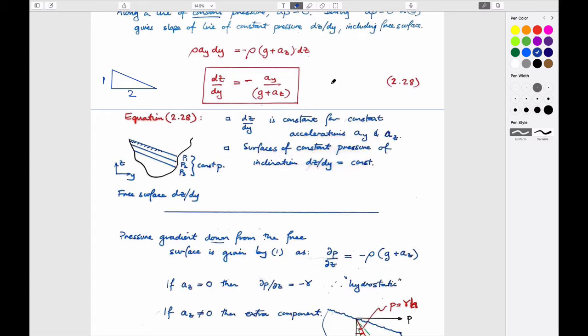So if we do that, if that's the inclination of the surface in the bus, then this is z. dz is equal to 1. dy is equal to 2. Of course, it's equal to negative that, right? So if you have your x and y coordinate system like this, this is a positive gradient, this is a negative gradient, right, by definition. And so that is equal to the acceleration in the y direction divided by g plus the acceleration in the z direction.